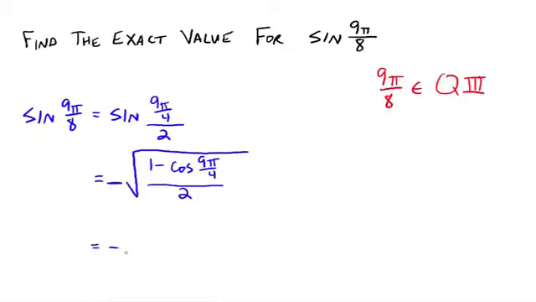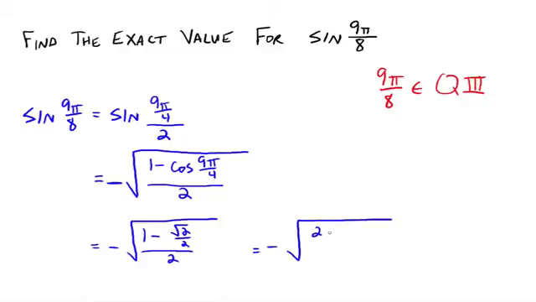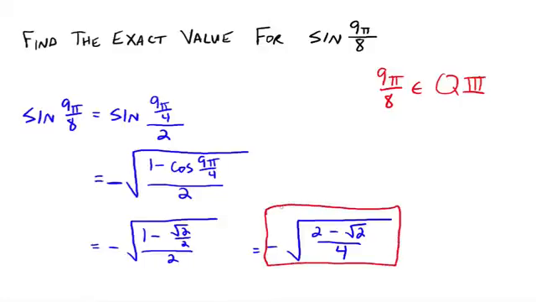And then that goes to negative the square root. Cosine of 9 pi over 4 is square root of 2 over 2, all over 2. And that finally goes down to 2 minus the square root of 2 all over 4. That's the exact value. I agree, it looks kind of ugly, but that's the exact value for the sine of 9 pi over 8. What did we do to go from this line to this line? We multiplied top and bottom of this big fraction by 2, straight across to get you over here.